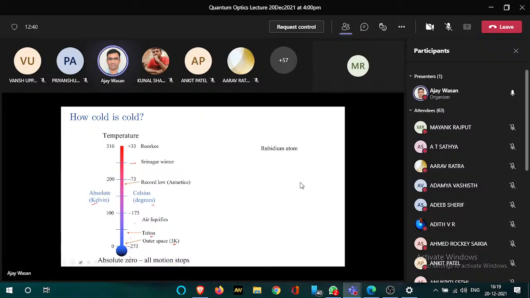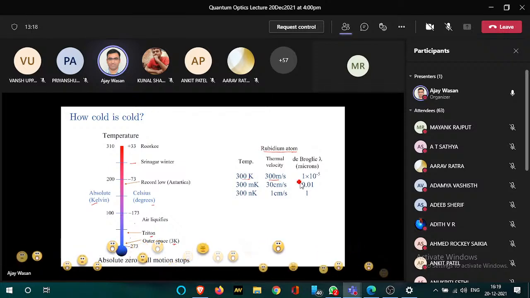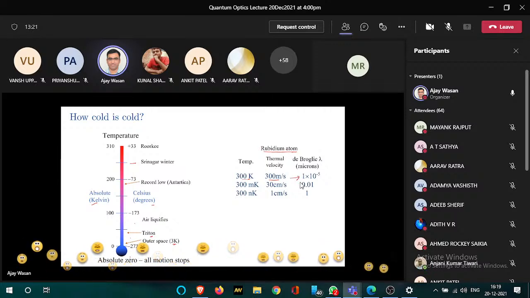Okay. Now I'm showing here the rubidium atom. You will hear about this atom from me many times because I am working on it. The main purpose of this atom is that we are going to make quantum gates in the future. So right now I'm just giving you a simple talk. Here I'm comparing, suppose you have a certain temperature, what the thermal velocity will be, and what the corresponding wavelength will be. If I'm at room temperature, let us say 300 Kelvin, this rubidium has a velocity of 300 meters per second. If you calculate the de Broglie wavelength, we will get near about this.